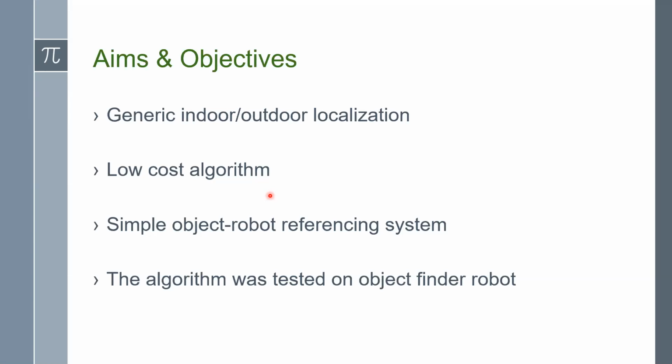We developed a simple object-robot reference system for the robot to understand the objects around it and how to reach them using the same simple method. As I said, the algorithm was tested on an object finder robot, and therefore we have the visioning system in our work later on.